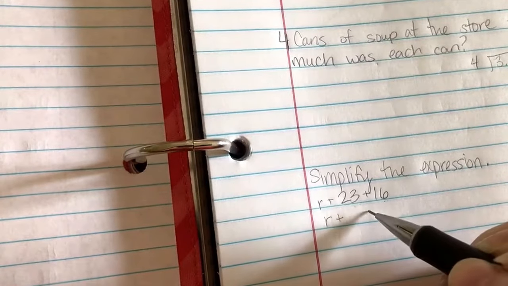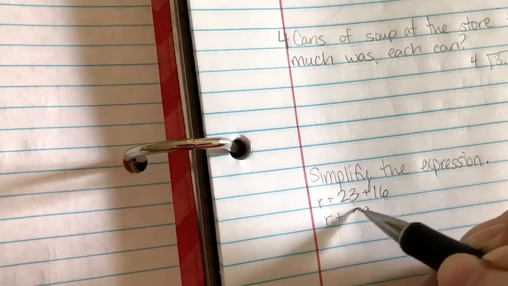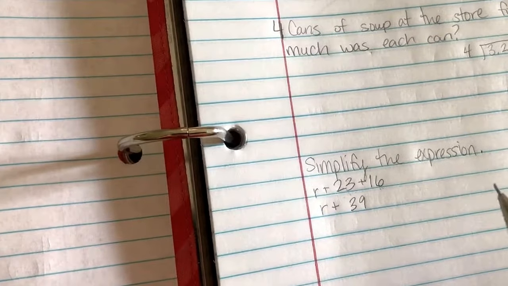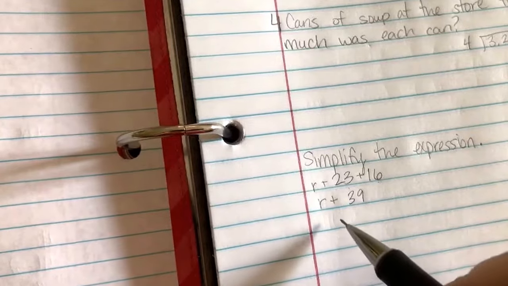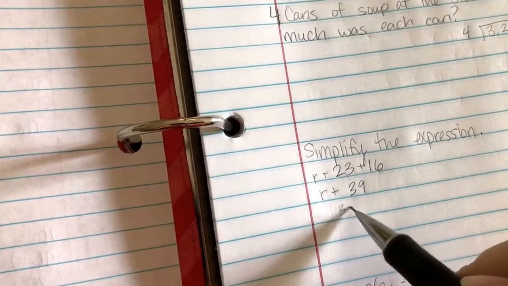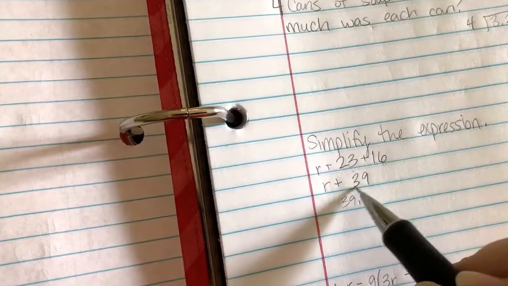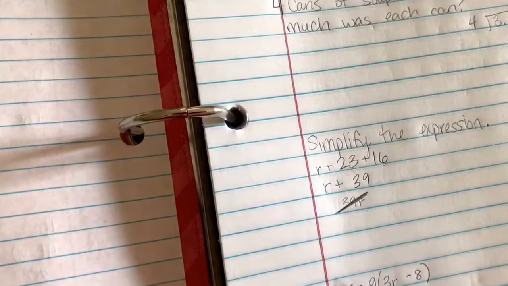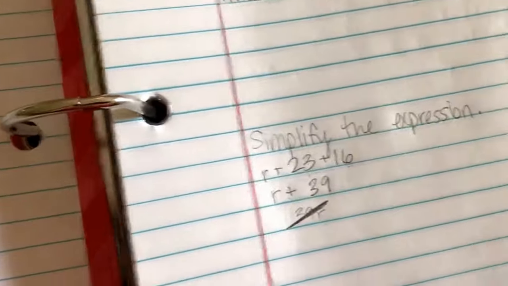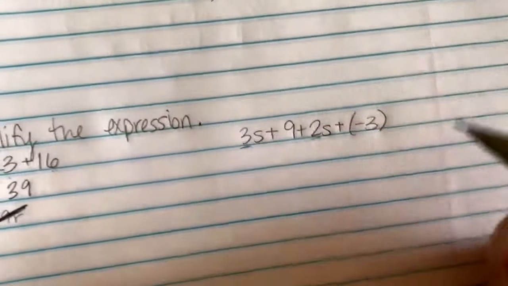So 3 plus 6 is 9 and 2 plus 1 is 3. So 39, r plus 39. This is not 39r like that. That means 39 times r, which would be something completely different than that. So that is not the right answer. It's r plus 39.